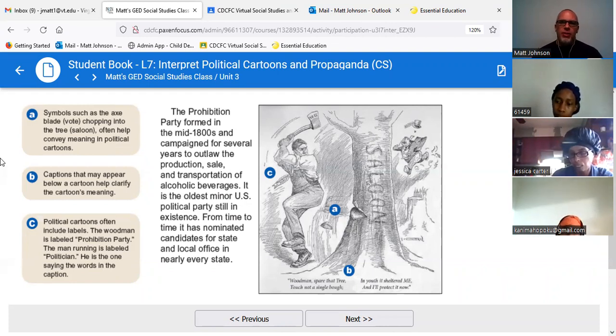But anyway, this one here, the tree is representing saloons, basically bars, in the late 1800s. So the text on the side says the Prohibition Party formed in the mid 1800s and campaigned for several years to outlaw the production, sale, and transportation of alcoholic beverages. It is the oldest minor U.S. political party, and it still exists today. From time to time, it has nominated candidates for state and local office in nearly every state.